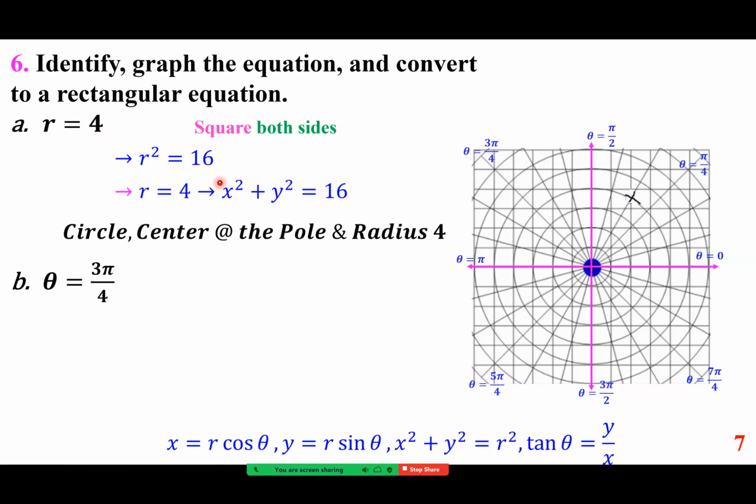Theta equals 3 pi over 4. Let's take a tangent of both sides. So that's the circle. That's the circle. Centered at the pole or the origin. 1, 2, 3, 4. This one, let's take a tangent of both sides.